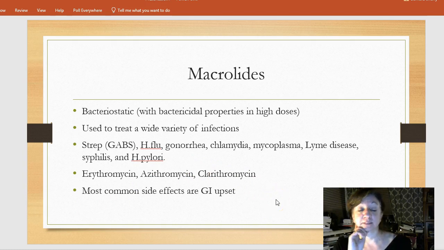Macrolides, erythromycin, Z-Pak, azithromycin. These are great too. Bacteriostatic, and with high doses are bactericidal. They're used for a variety of things: strep throat, flu-causing bacteria, a bacterial type flu, gonorrhea, chlamydia, Lyme disease, syphilis, H. pylori. So a lot of people who get sick will do very well with a macrolide, but the only one side effect is some people can't take them because of GI upset.